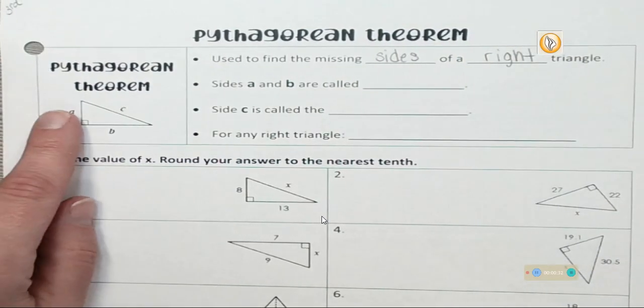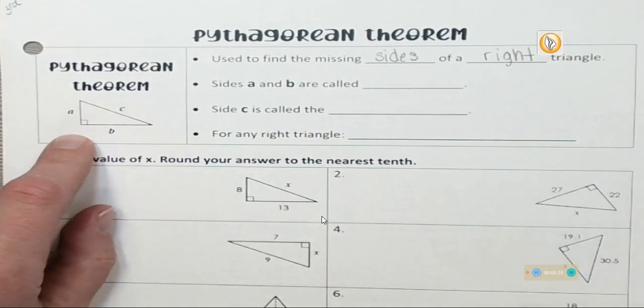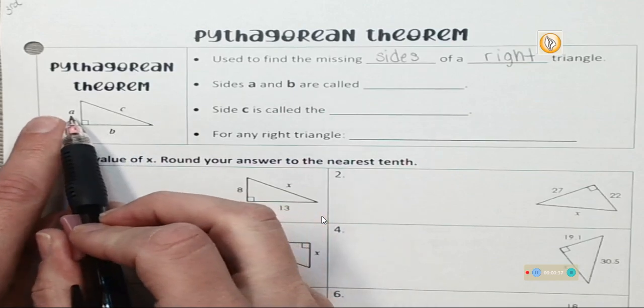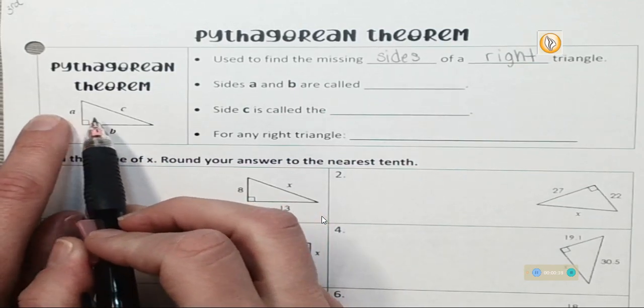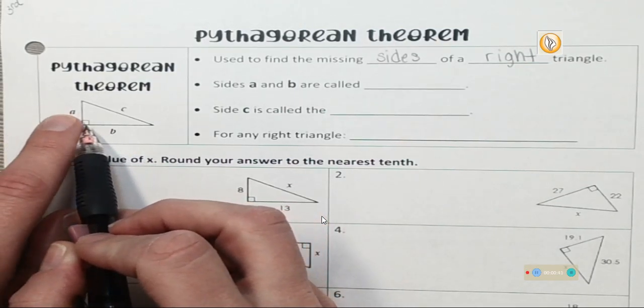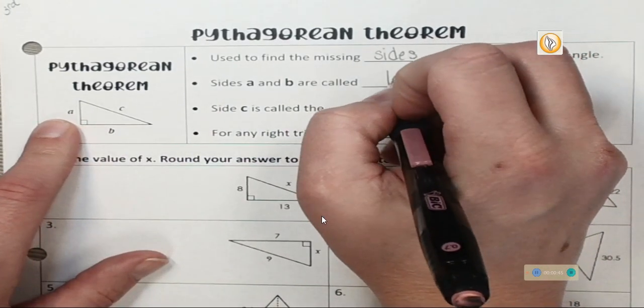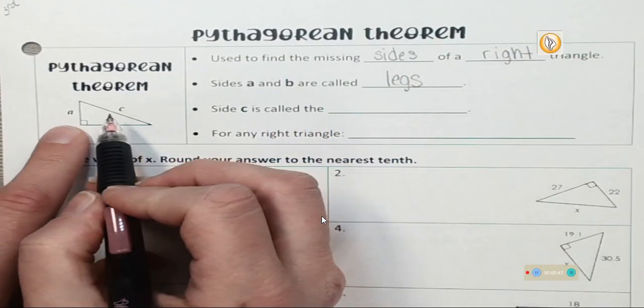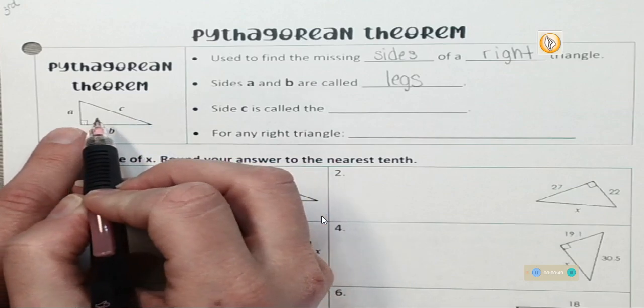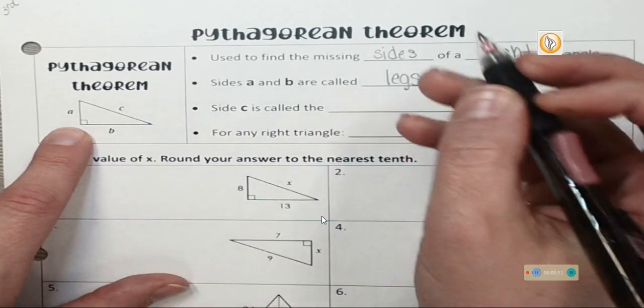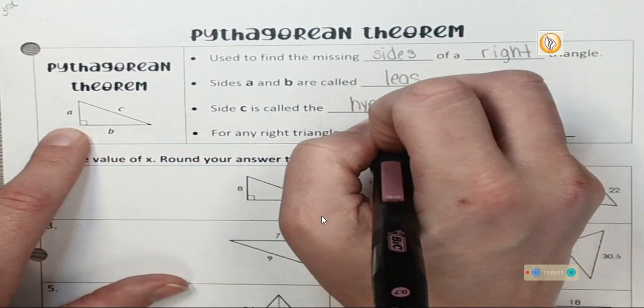Okay? So I gave you a figure here, and then I asked you sides A and B. Sides A and B, those refer to the sides that make the right angle itself, and those are called the legs. Side C is across from the 90-degree angle, and what do we call that? Hypotenuse.